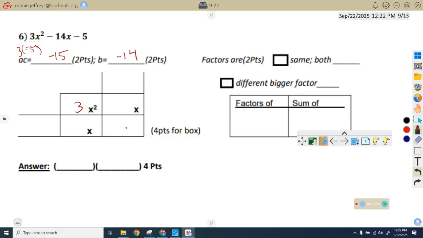Now, I haven't heard from anybody yet if you do this without using this box. If you have a different method, I need to know before you take this test. We know that our signs are different and our bigger factor is negative. The reason why people overthink this is because immediately when you think of 15, you think of 3 and 5. That's not going to give you your answer.